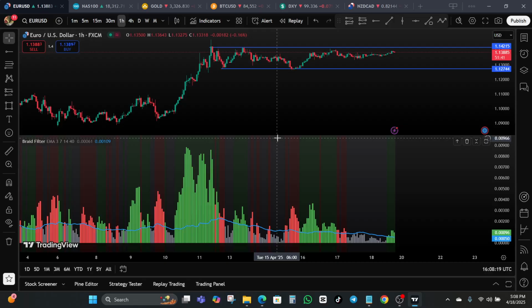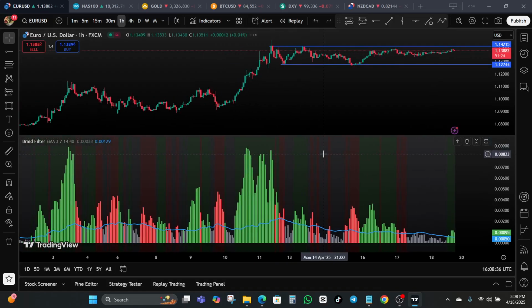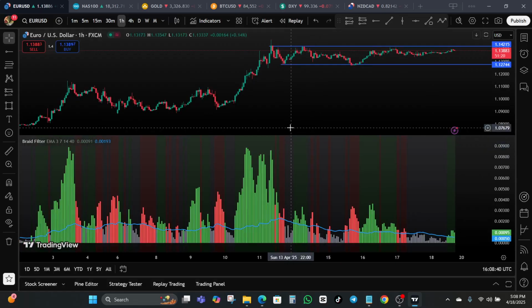The strategy is built to minimize false signals, ensuring that you focus on high probability trades. When the Braid filter indicator aligns with key price levels like support, resistance, or moving averages, the setup becomes even more reliable. Now, this indicator is best in trending markets. This indicator shines when there is a strong directional move in the market. If the market is choppy or consolidating, be cautious.